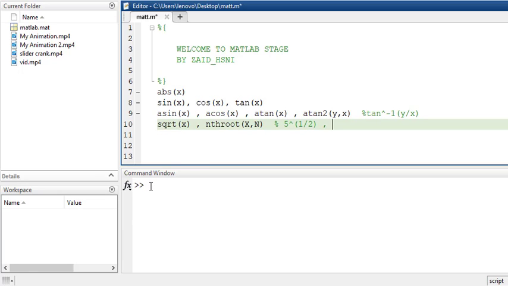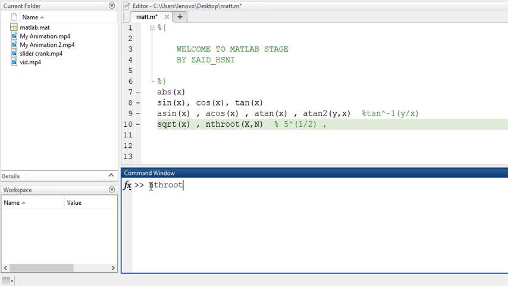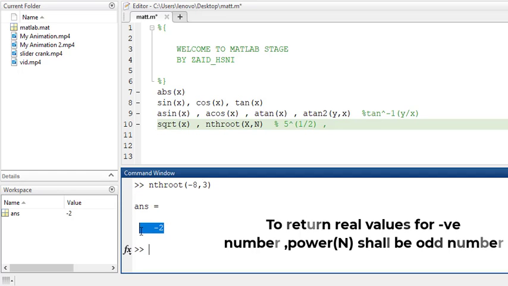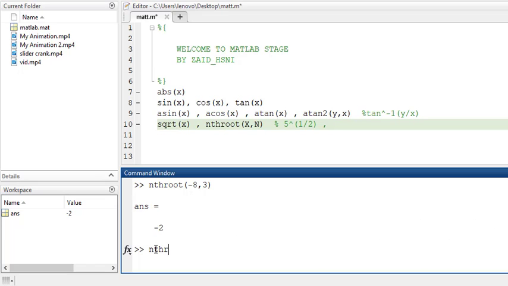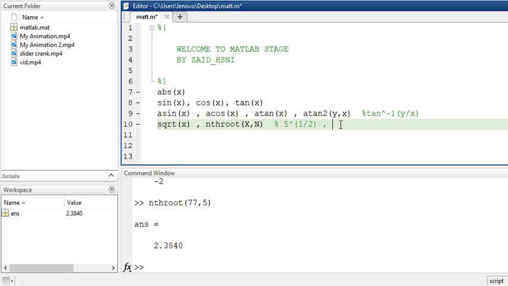So let's take an example of nthroot. The value can be a signed number, so the power should be odd. Our result is minus 2. Let's take another one, nthroot of 77 with the power 5, hit enter, 2.38. That means the first example is minus 8 to the power 1 over 3, and the second example is 77 to the power 1 over 5.